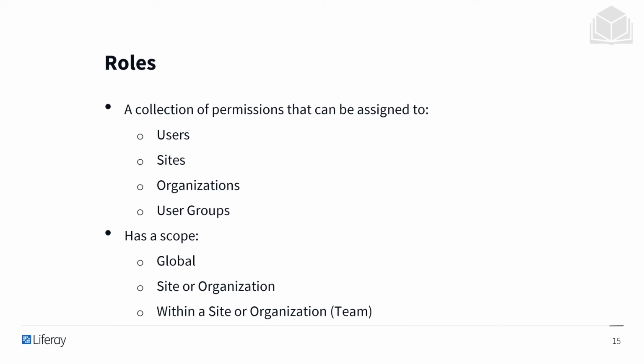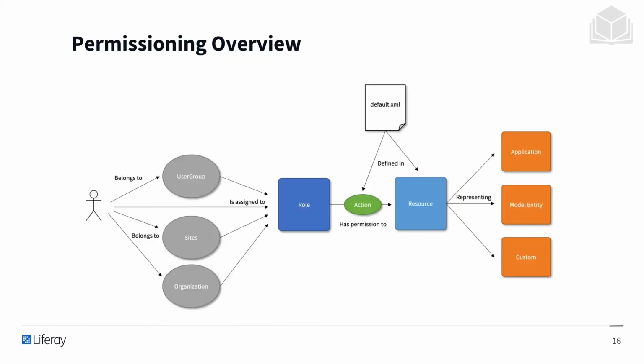Something like that might be a site administrator or a site content creator, where they have permissions to act accordingly within the context of a site or within a site or organization. So it may be that they are restricted to only certain resources within a site. Now here you can see an overview of the permissioning process. You can see on the far left, we have our user who might belong to a user group, several sites, or an organization. A role would then be assigned to that user, which gives them permission to act upon resources, which represent applications, model entities, or perhaps some custom entities. And remember that our actions and resources are defined within our default.xml.